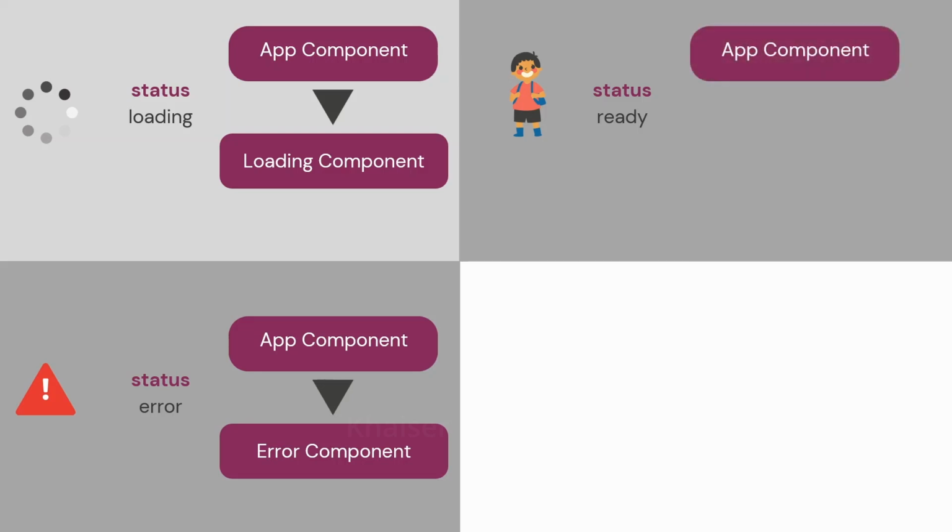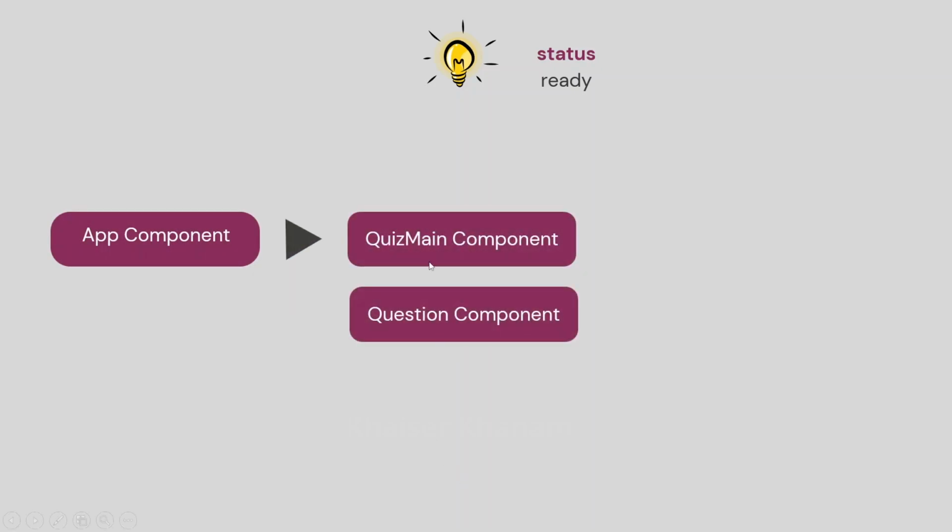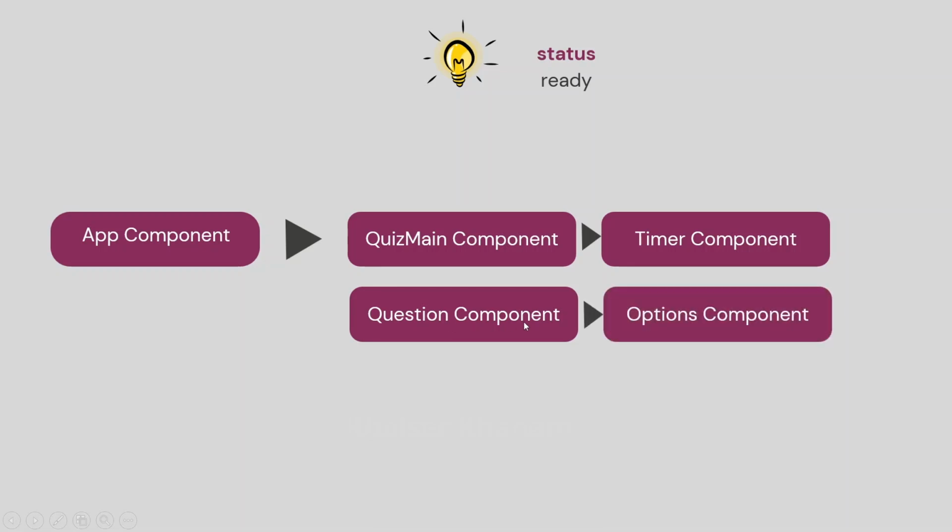Once it is ready, inside this app component, I am just going to render this header component where I will be having the welcome screen, and also inside that I will be having the start quiz button. Once I click on start quiz, my status will be updated to active. Once my status is active, inside the app component, I just want to render this quiz main component and question component. Inside this quiz main, we are having a timer component, and inside this question component, we are having this options component. So once our status is active, this entire thing will be visible.